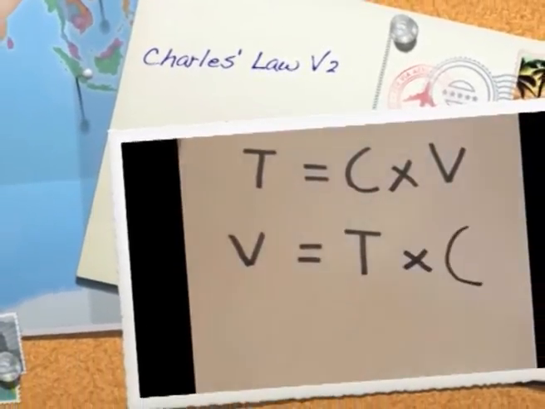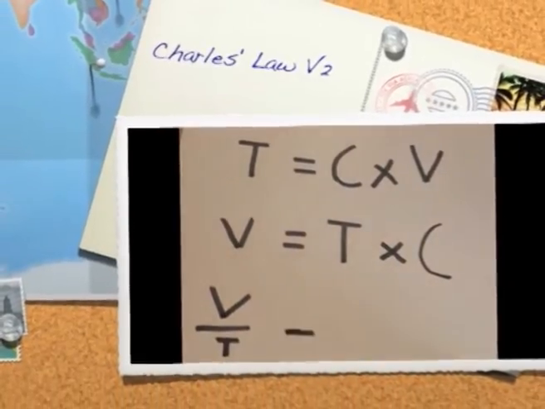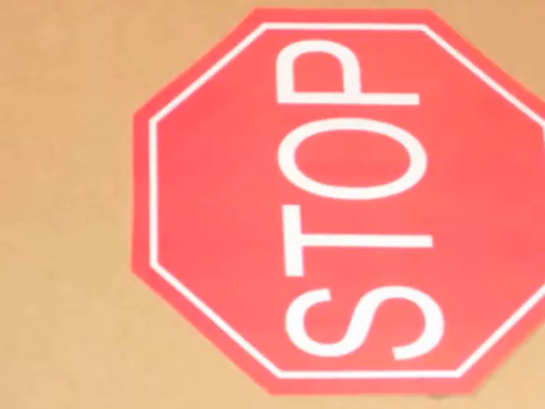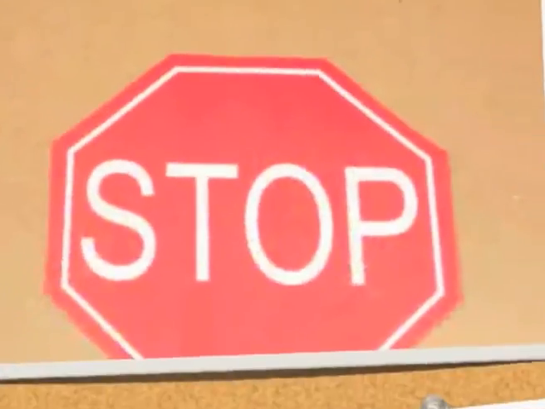Charles's law is an ideal gas law where the temperature of an ideal gas is directly in proportion to its volume. Hang on, wait, stop. Science doesn't have to be hard, boring or tedious.